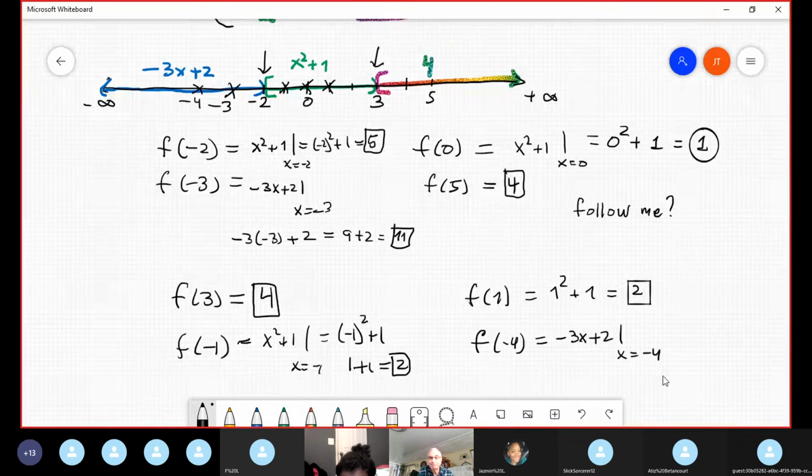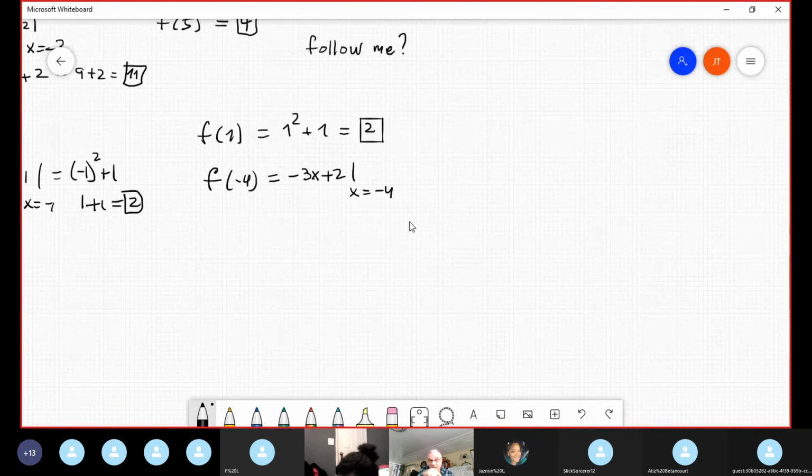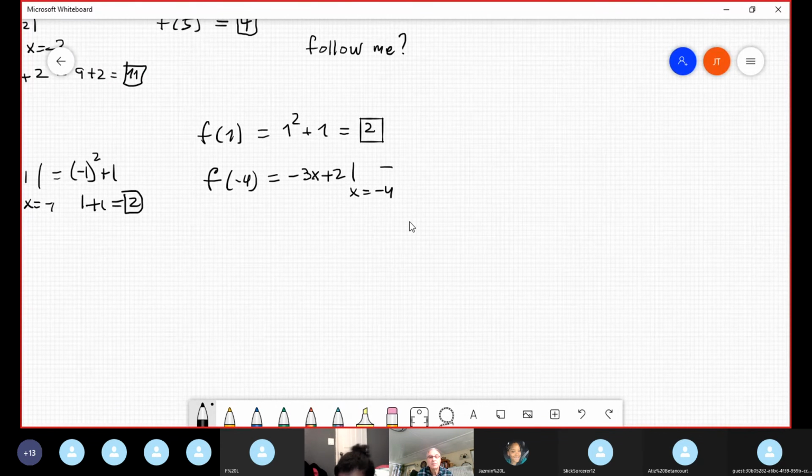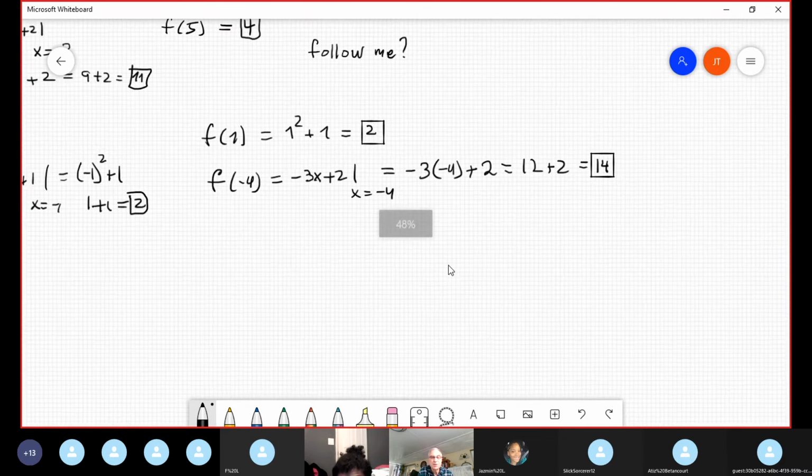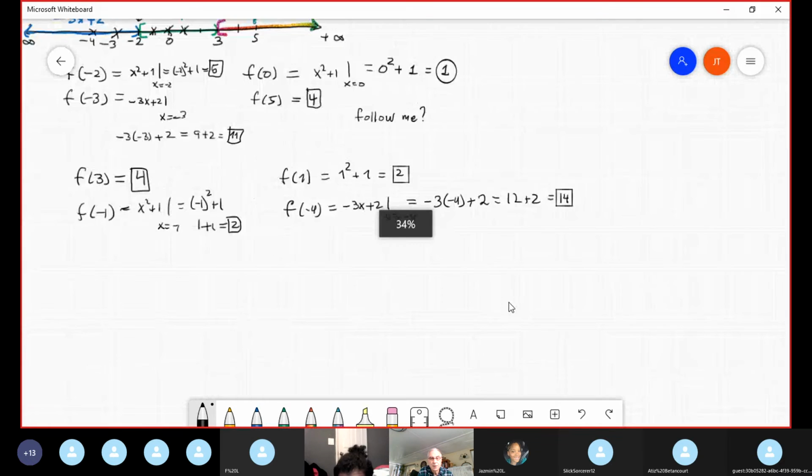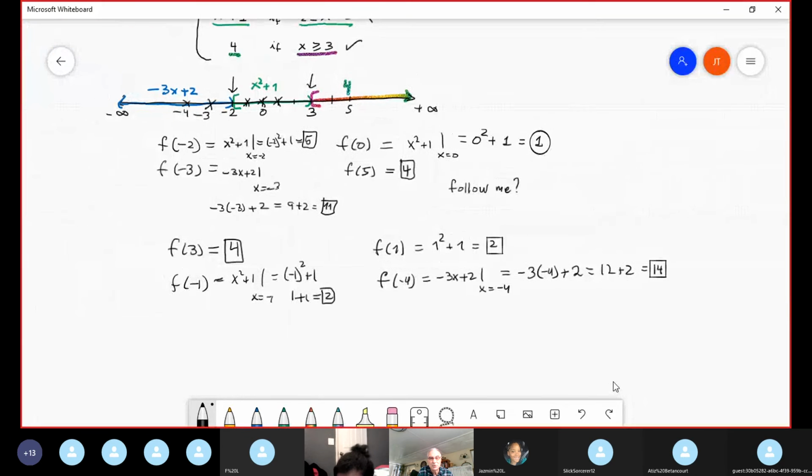So, substitution is negative 3 times negative 4 plus 2. And negative 3 and negative 4, multiplication is 12 plus 2, 14. End of the story. Any questions? Okay, this is my first kind of question about the piecewise function, no? The piecewise function.